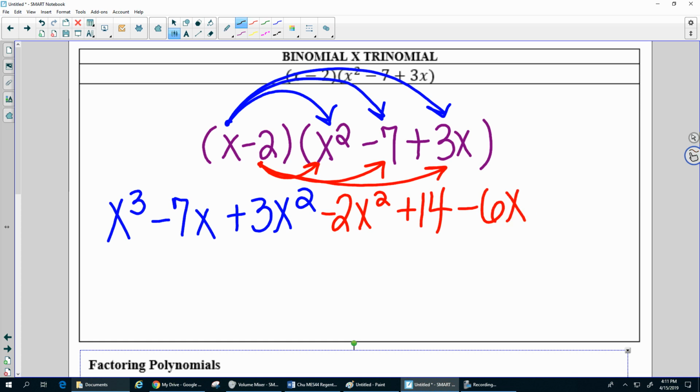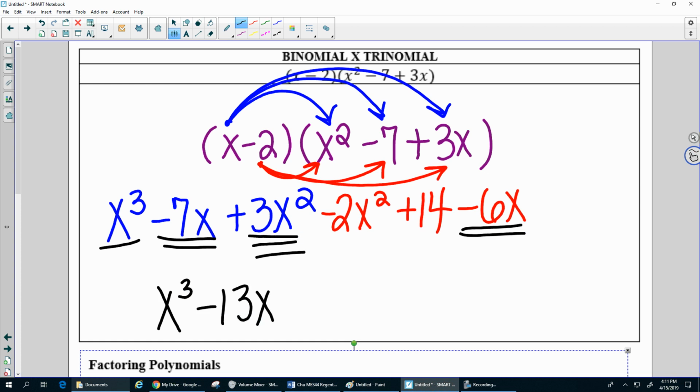Again, after multiplying, we always want to combine like terms, so let's first look. There's nothing that I can combine x cubed with, so let's just bring that down. Now I have negative 7x. I can combine that with negative 6x since they both only have x. That gives you negative 13x. 3x squared can be combined with negative 2x squared to give you positive 1x squared. And this is why underlining helps, because a lot of you would have forgotten about the 14, but I see it's not underlined. There's nothing I can combine it with, so let's just bring that down.